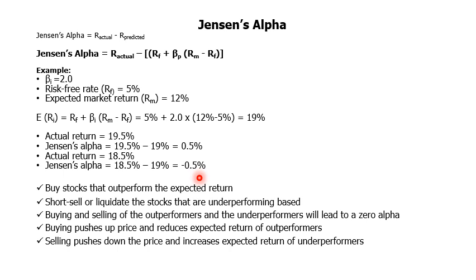Obviously, while the alpha lasts, one would like to buy stocks that outperform the expected return. And one would like to short sell or liquidate the stocks that are underperforming based on the theoretical and expected return. Of course, buying and selling the outperformers and underperformers respectively will ultimately lead to a zero alpha situation, by pushing up the price and reducing the expected return of the outperformers, and selling pushes down the price and increases the expected returns of the underperformers.